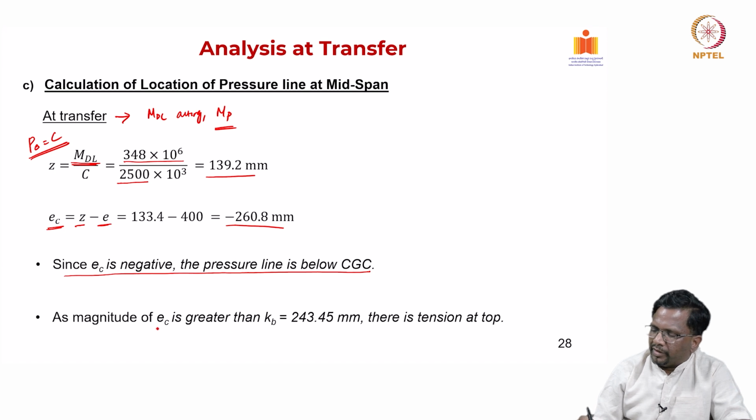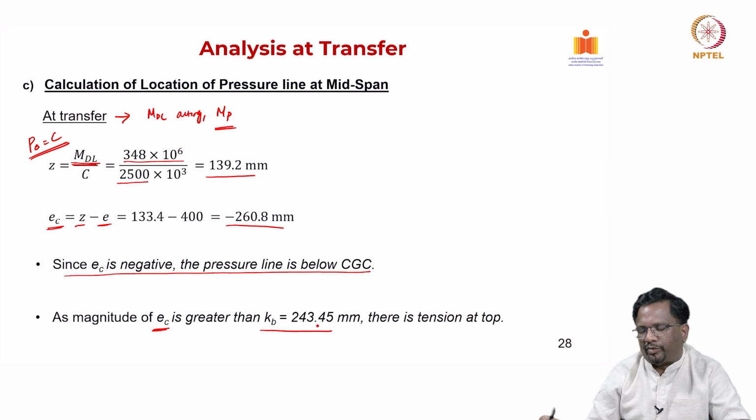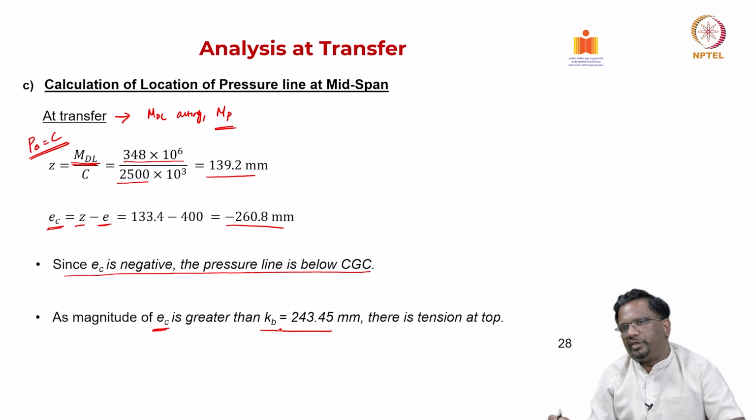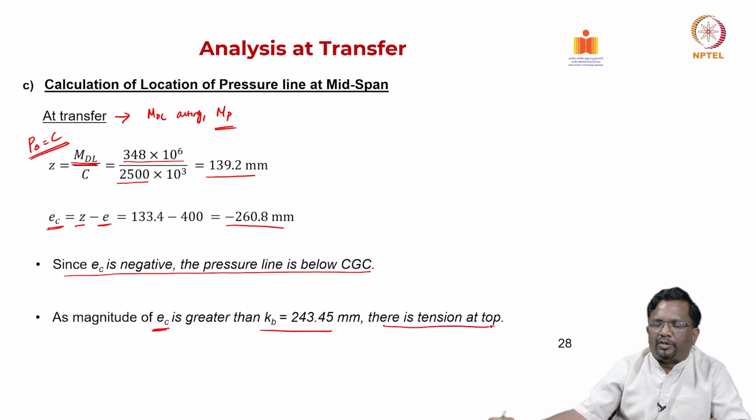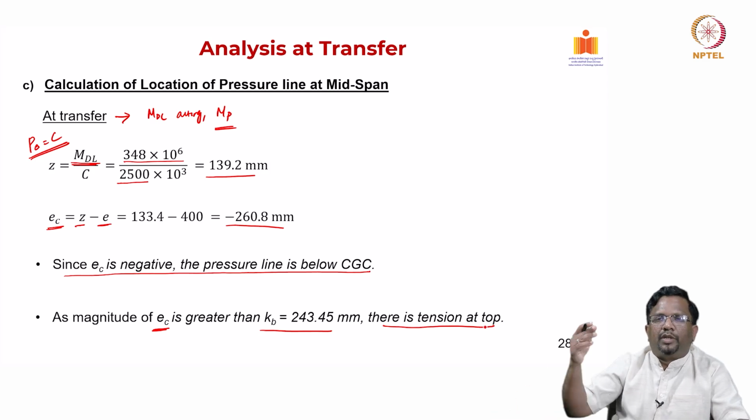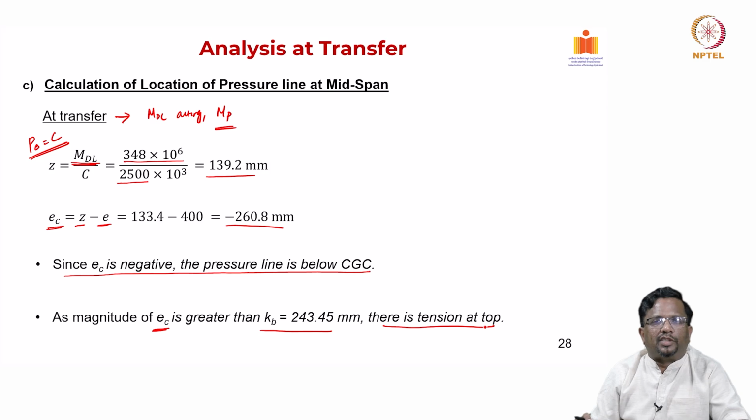Now, you see here the EC is greater than KB. KB, what is that we got? KT and KB equal to 243.45. Now, what is EC? Now, I got 260.8, which is greater than 243. There is going to be some tension at the top. So, that means we are violating, and for this particular amount of prestress and this condition, I am going to have some tension that is developed at the top. And so, it is not strictly a type 1 member.